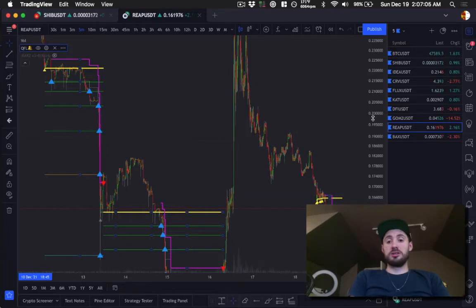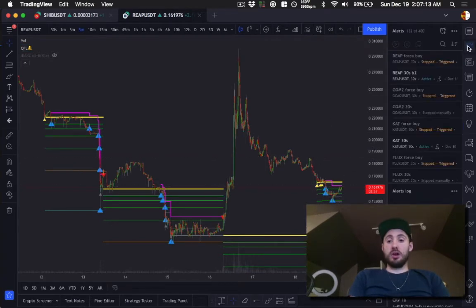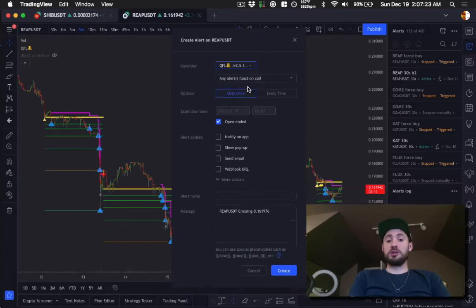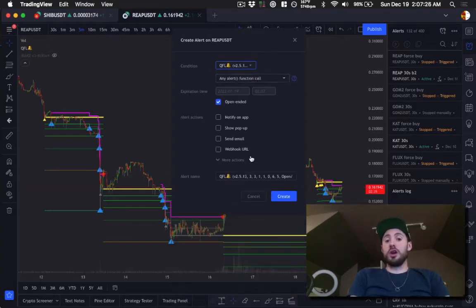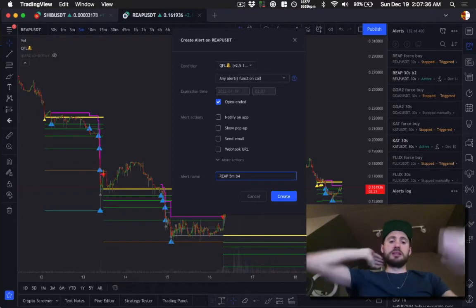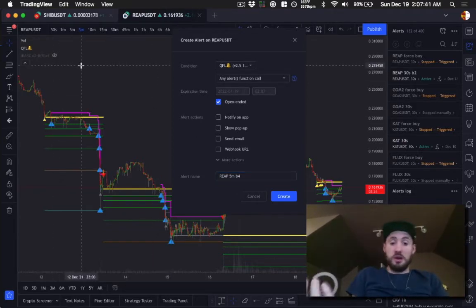Isn't that cool? So that's why I'm repping this right now, because I just want to check out the alert set. Literally all I have to do is watch. I click this alert button. I'm flexing right now. QFL, any alert function call, and I can literally just say create. I give it a vanity name, like reap, 5 minute, and then I'll say base 4, because I'm using my own indicator.